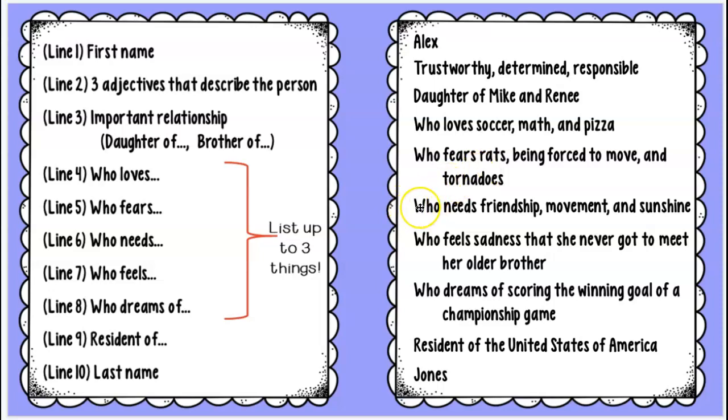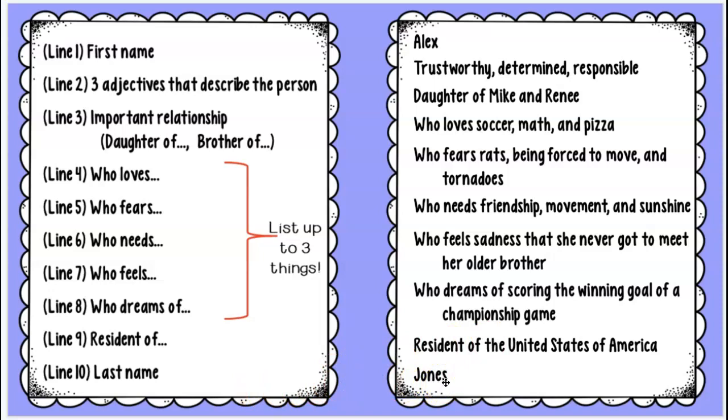Line 6, who needs? Again, you need 3 things. Who needs friendship, movement, and sunshine. Who feels sadness that she never got to meet her older brother. Now, notice that's only 1 thing. It says you have to list up to 3. One is okay as long as you can create it into a sentence. All right, line 8, who dreams? Who dreams of scoring the winning goal of a championship game? So she's only got 1 dream. If you have more than 1, you can put it. Resident of the United States of America. And again, guys, you can do that too. If you want to put Pittsgrove, that's up to you. And last name, Jones. Super easy, right?